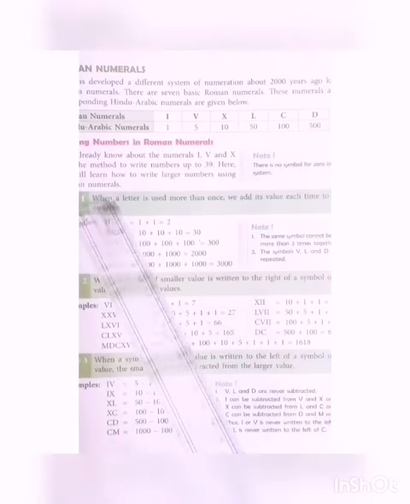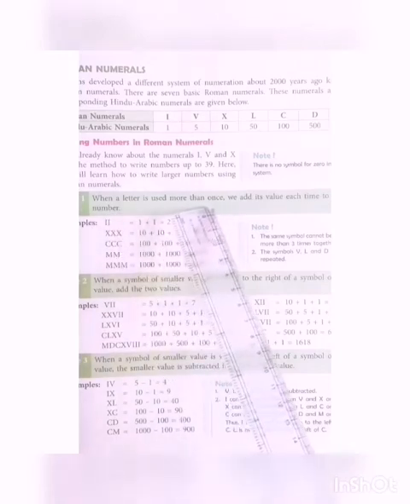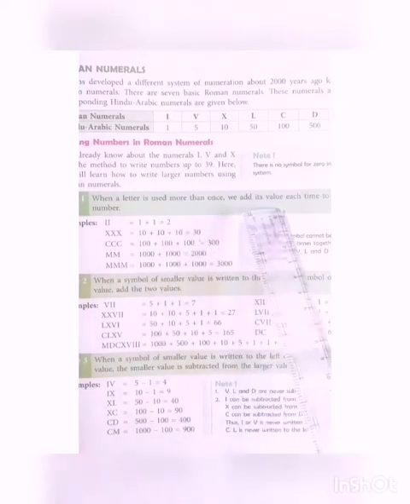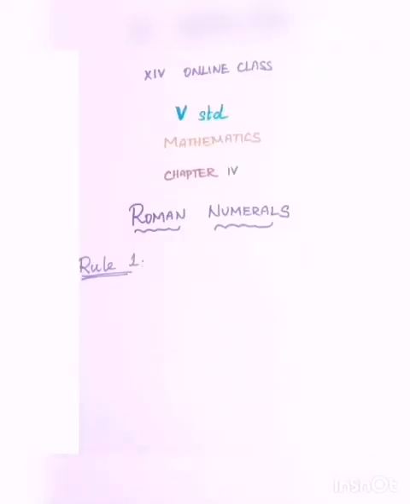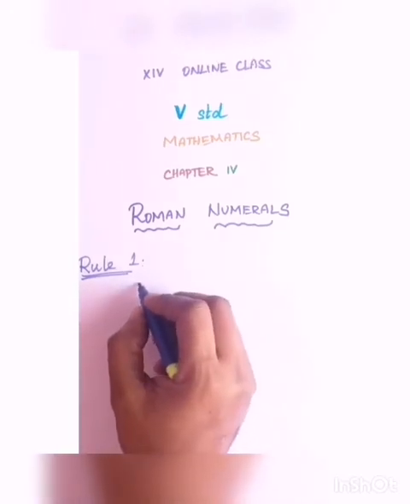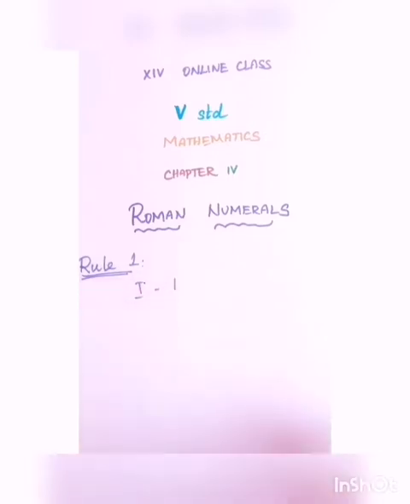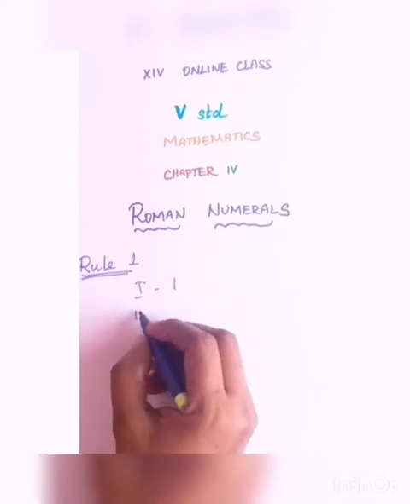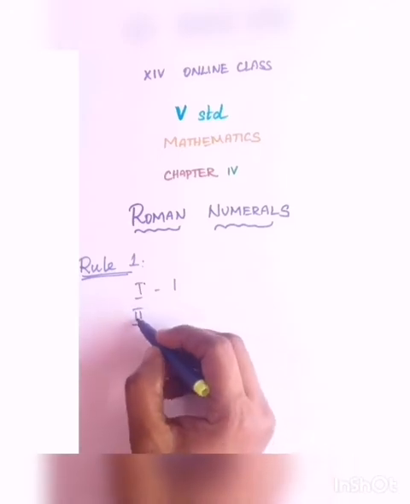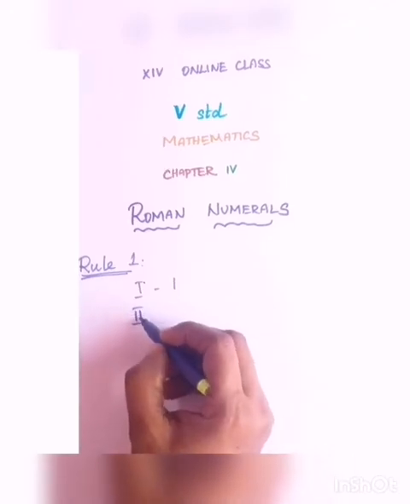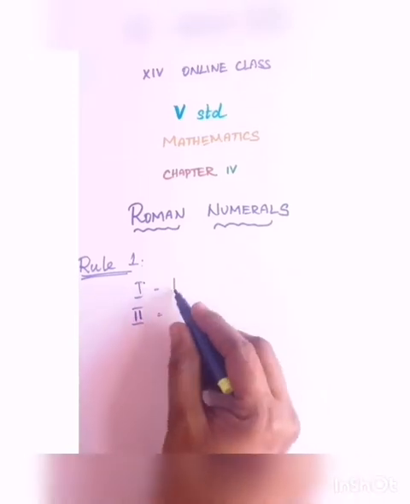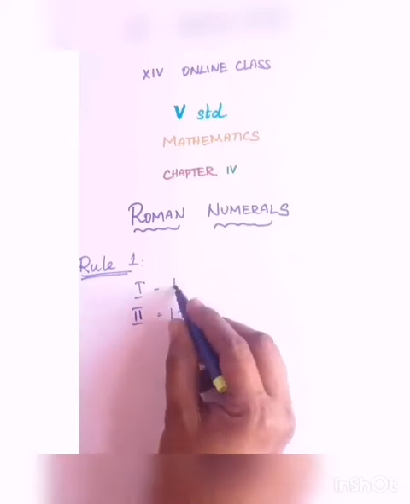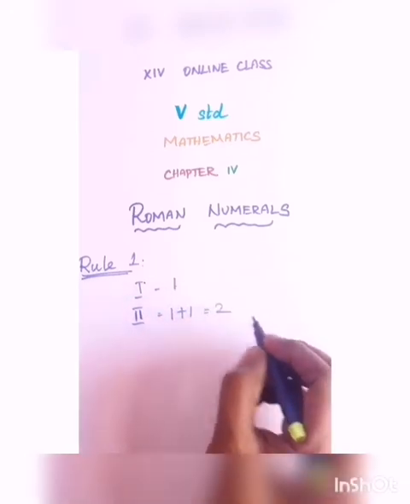Rule number 1. When a letter is used more than once, we add its value each time to get the number. This is the first rule. For example, first of all, you have 1. 1 means you just put I. Next, you write 2. Here you see the I is repeated, one I, and here another I. In this case, we have to add: 1 plus another 1, so we mention it as 2.